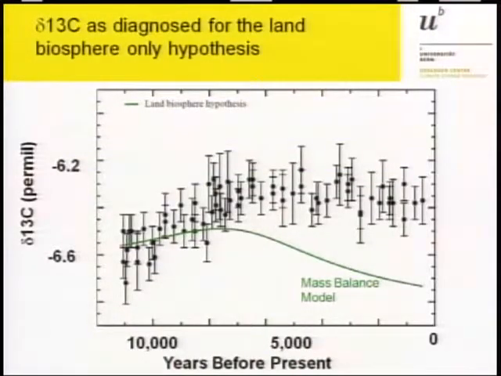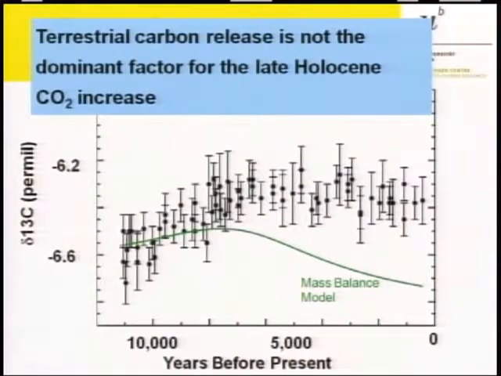The result of this is we diagnose delta C13 and compare it with the record, and what you can see is the diagnosed signal is really at odds with the reconstruction. And the conclusion then is terrestrial carbon release alone can certainly not be the dominant factor for the late Holocene CO₂ increase, as clearly ruled out by the C13 record here.